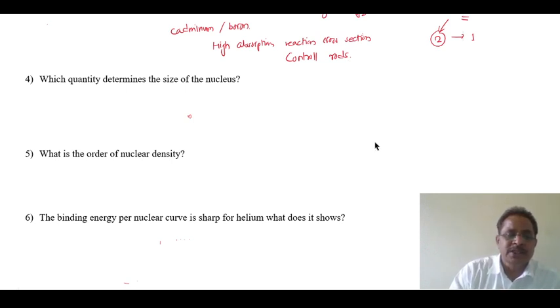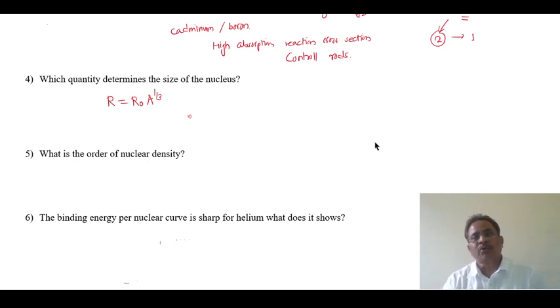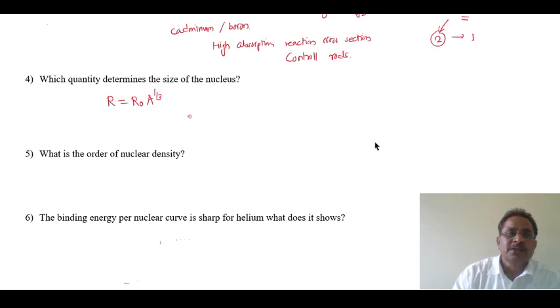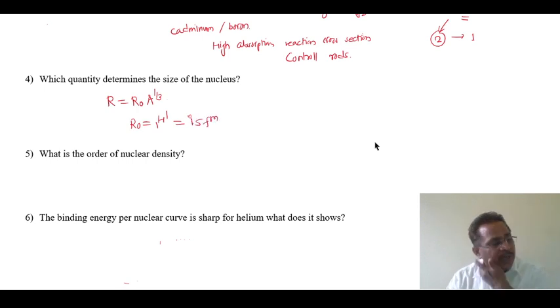Then next, which quantity determines the size of the nucleus? For that, in chapter 1, you might have studied this relation: R equals R0 times A raised to 1 by 3. This equation we have obtained from Rutherford's alpha particle scattering experiment, in which R is called the nuclear radius. R0 is the radius of one H1, the hydrogen nucleus or single proton, and practically, if it is measured, it comes to be 1.5 Fermi. Fermi is 10 raised to minus 15 meters.